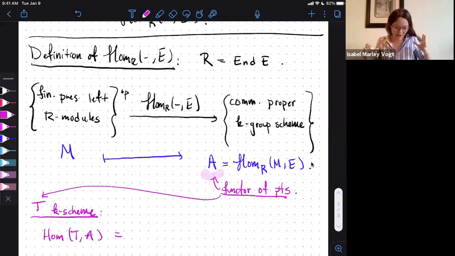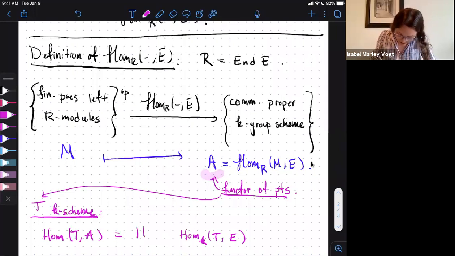So Hom from T to A, we want A to represent the functor where this is, okay, so let's think for a second. It's built out of R modules. So if I have this scheme T, how do I get an R module out of that? Well, I can take Hom of K schemes of T into E. And then, as I said before, post-composition with endomorphisms of E gives you a left R module structure on this. And now I have an R module, so now I can take Hom of R modules of M into this. So this is what we want the functor of points to be. So now I have to show you that this is actually representable.